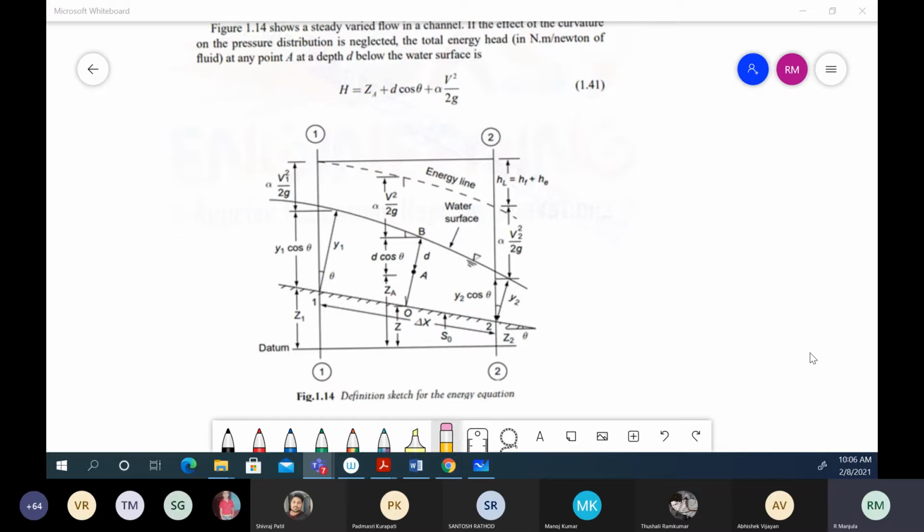Between sections 1 and 2, delta x is the distance. If theta is very small, suppose for a longer length theta is considered small, then y1 cos theta can be taken as y1 when theta is very small. Since this longitudinal slope is very small, we can take y1 cos theta as y.